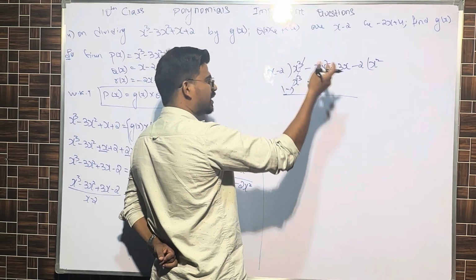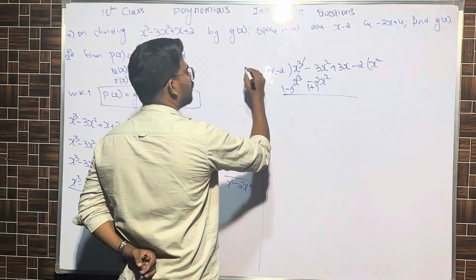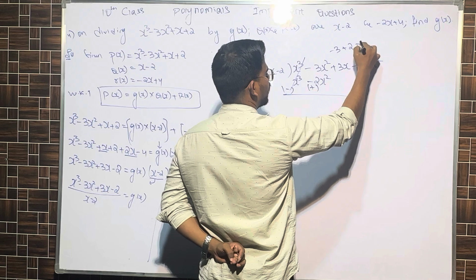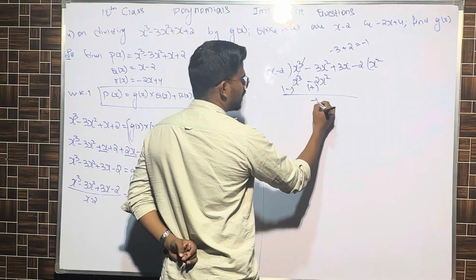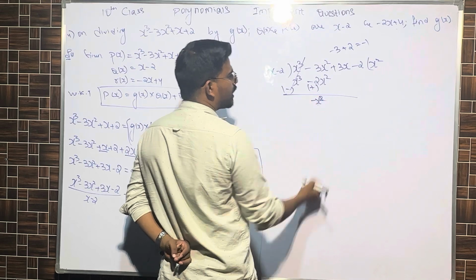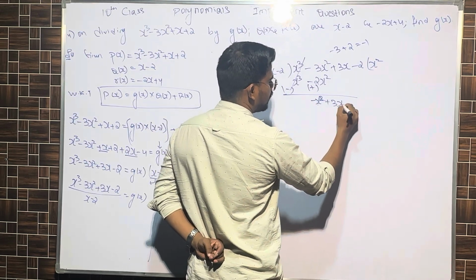By this time you must have already understood this, but still if you do not understand, remove x square for a while and write minus 3 plus 2. Minus 3 plus 2 is minus 1. Minus 1 x square is nothing but minus x square. This is minus x square plus 3x minus 2.